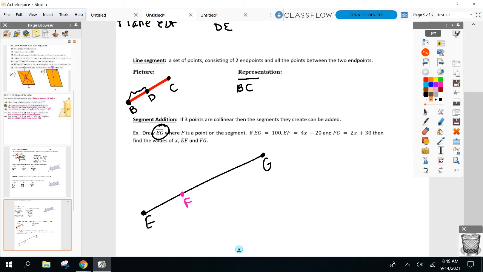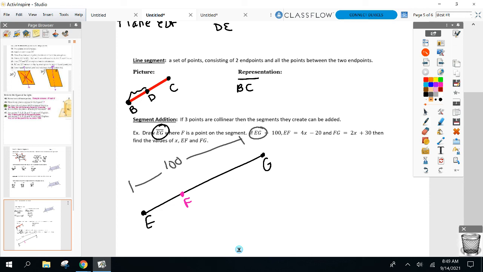All right, now notice what happened. EG equals 100. Do you notice here that they dropped the line segment symbol above? If they drop the line segment symbol and just put, in this case, EG, they're telling you that's the length. If you don't see the symbol above, they're telling you that's the length of EG. So EG is 100 units long.